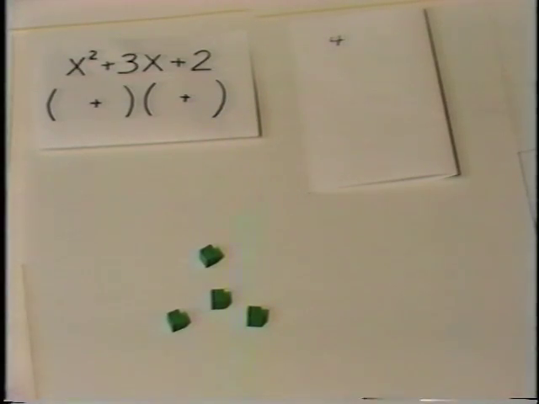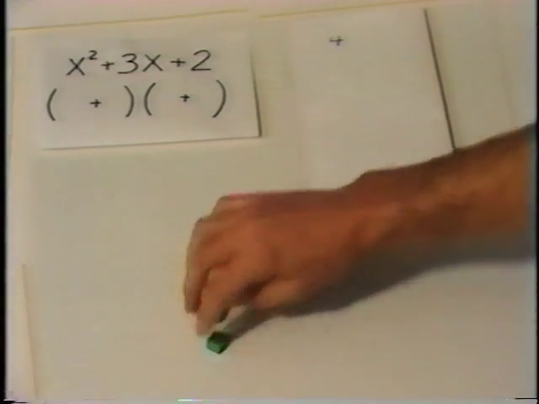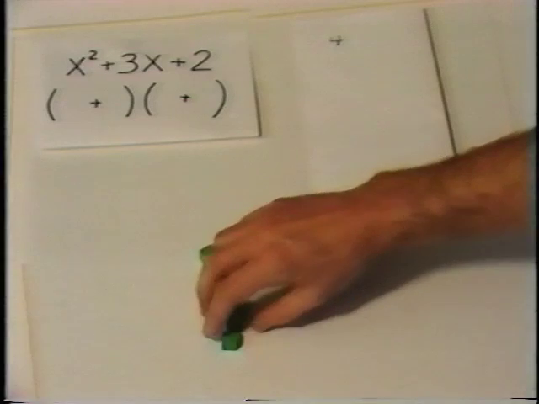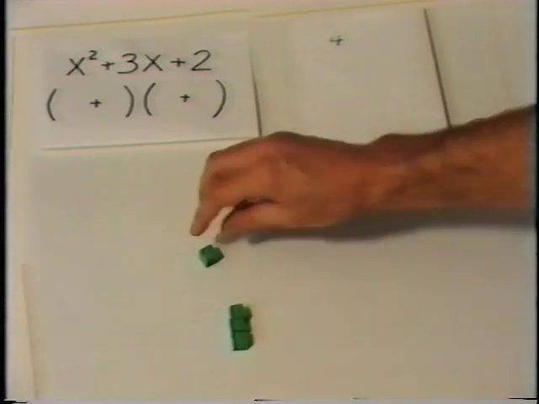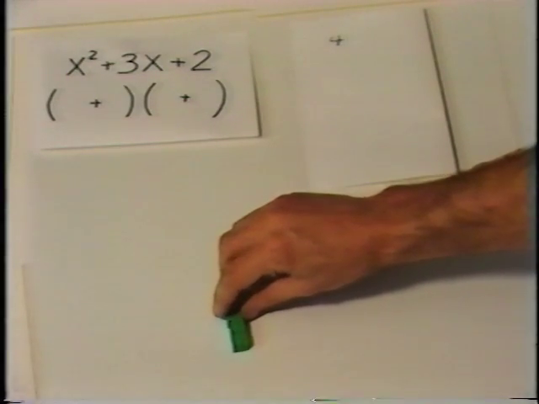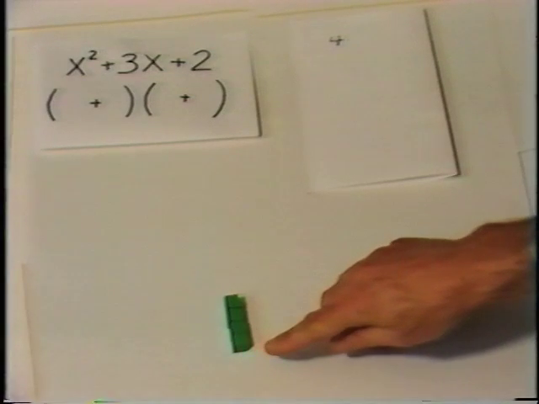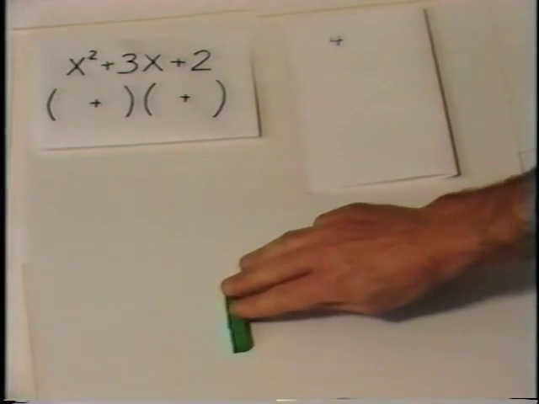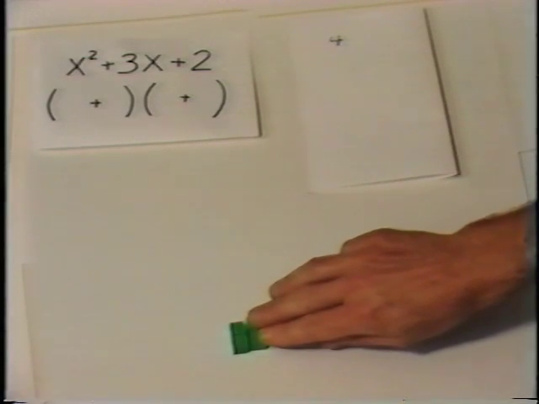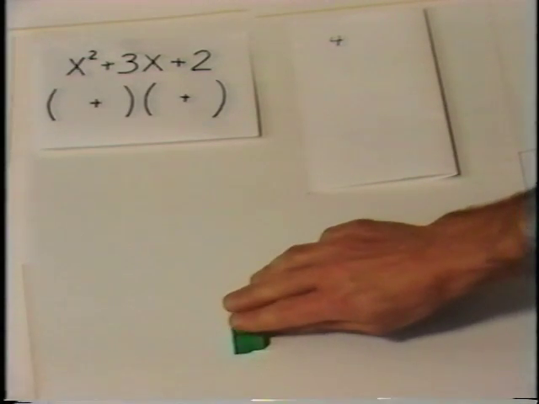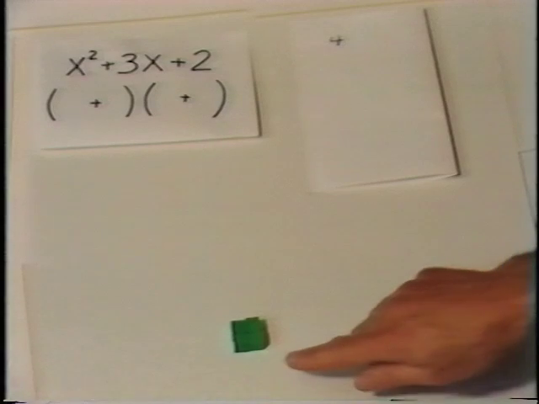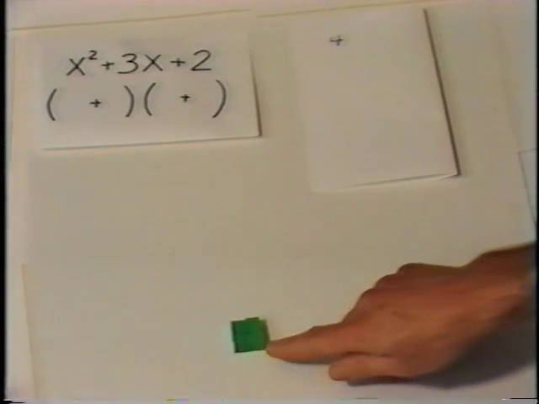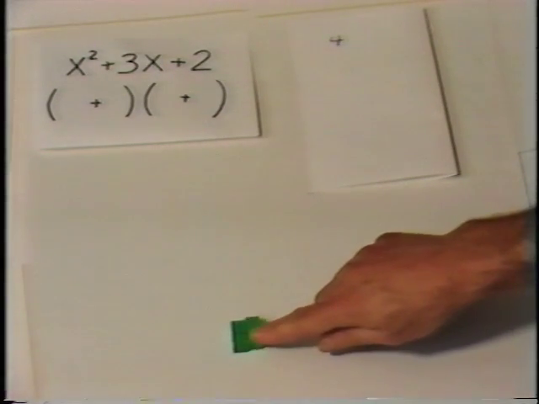Let's look at the number 4. Here we can see that we can factor 4. We can build a rectangle that is over 1, and the factors are 1 over, 4 up. We can also factor 4 this way. What are our factors? Our factors are over 2, up 2.